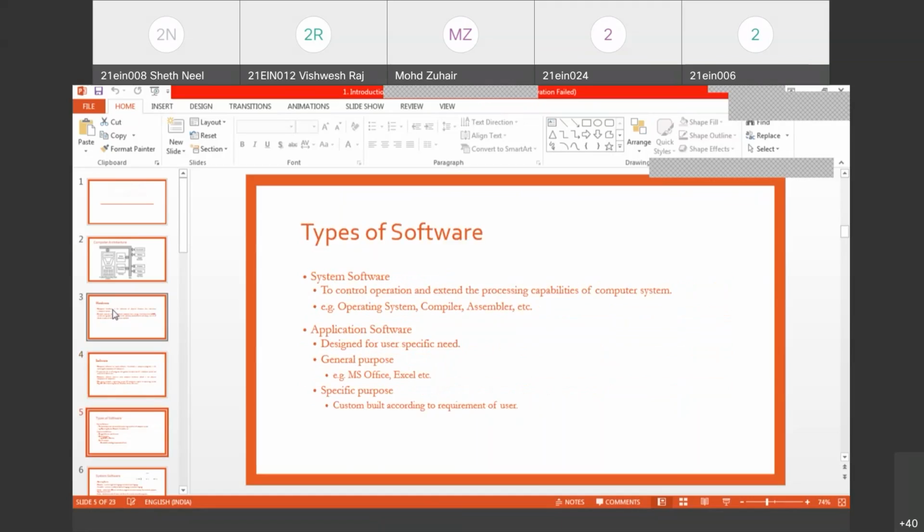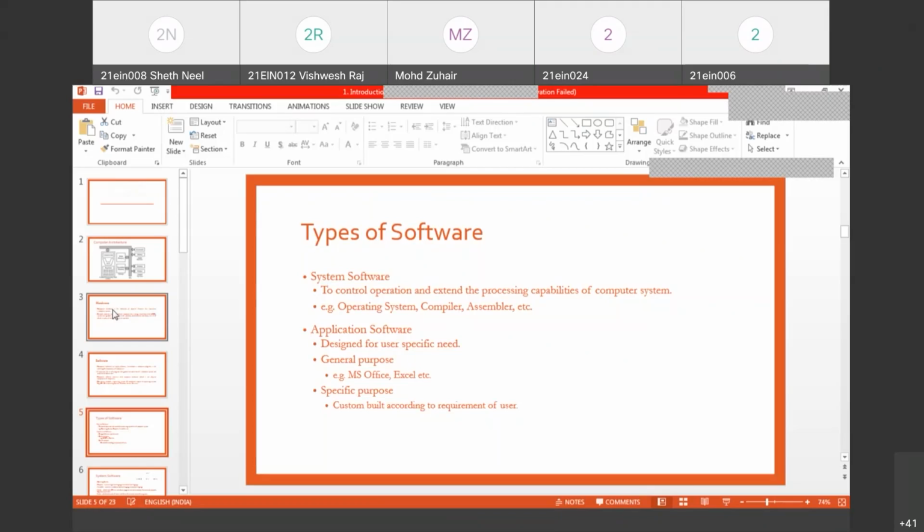Then we have types of software. Software can be of different types, like system software, application software, or specific purpose software. System software is used to control operation and extend the processing capability of computer systems. Examples of system software are the operating system, compiler, assembler, etc. It controls the operation and extends the processing capability of the computer system.